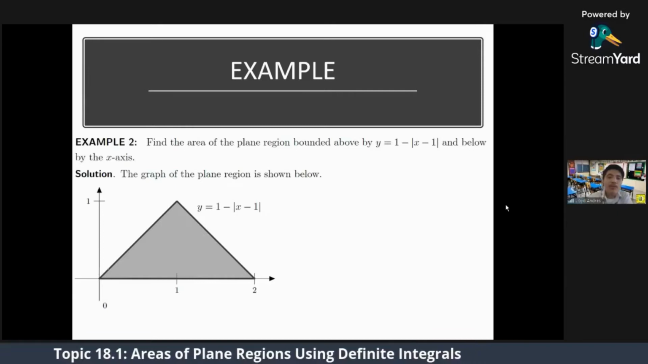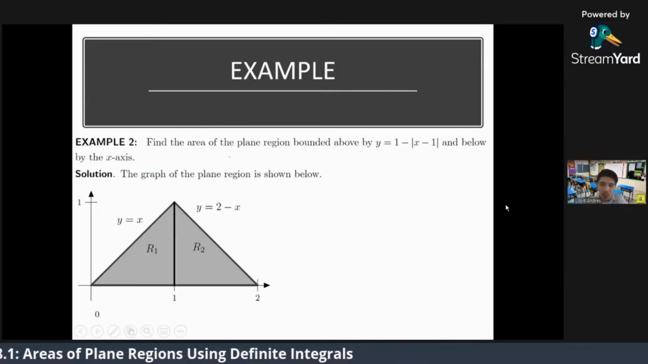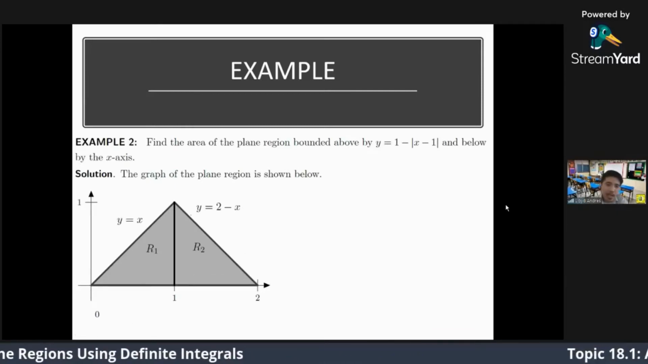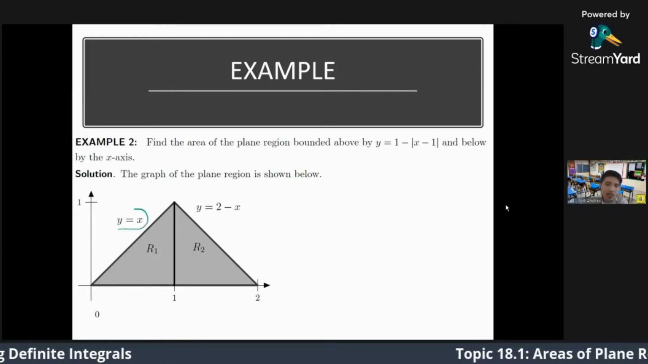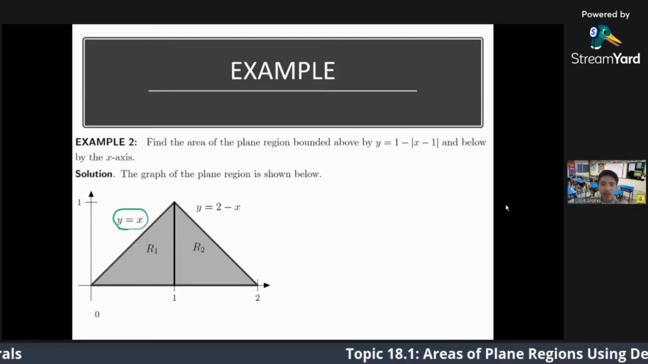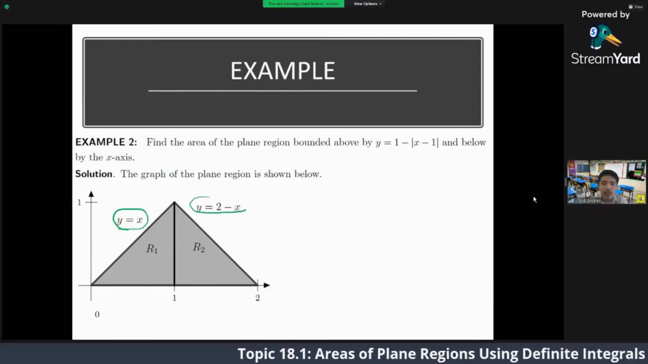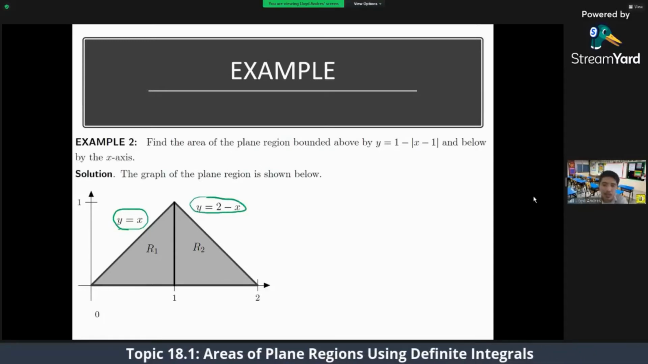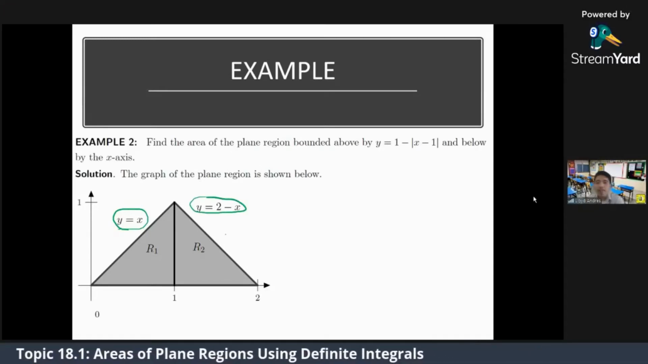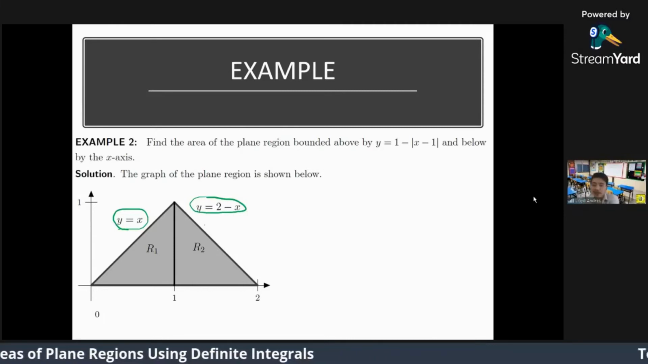So, we can divide that into 2. Actually, for the rising part, the equation is y equals x, while for the falling part, the equation is y equals 2 minus x. So, how did we get that? What if we don't have a graph?